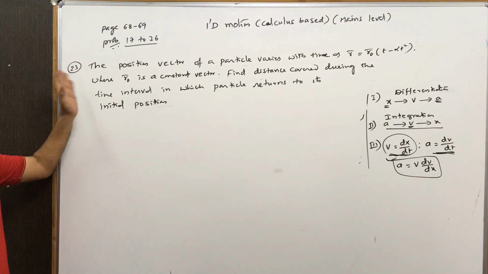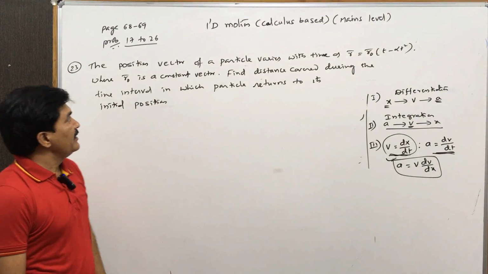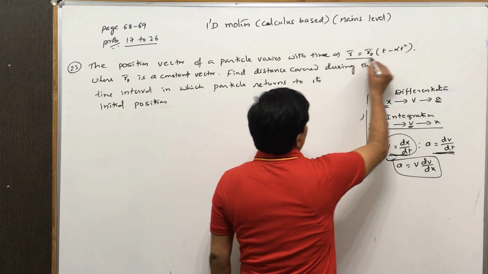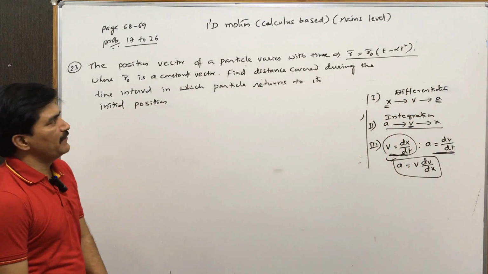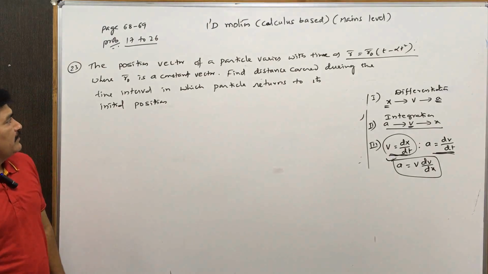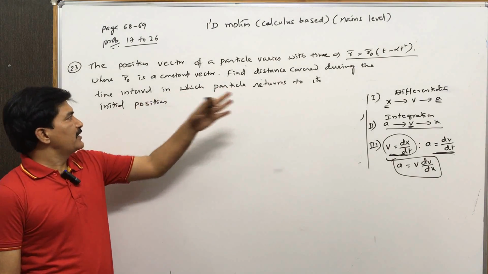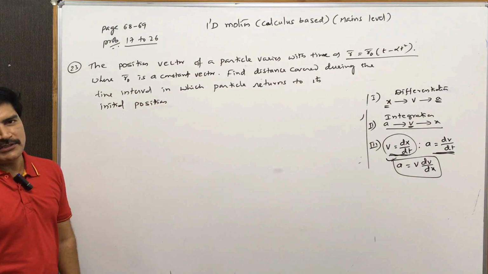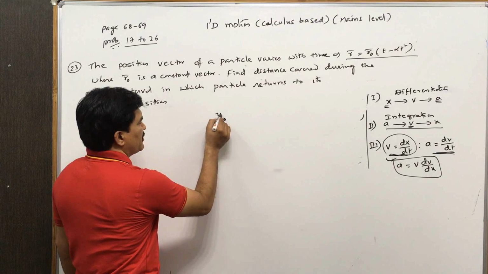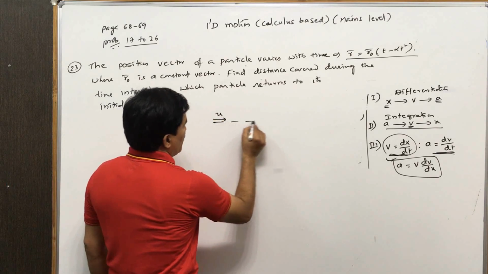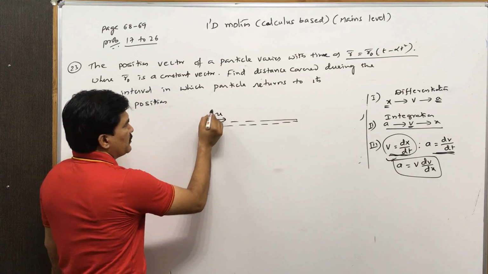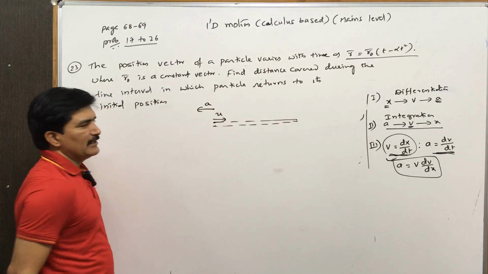So, if you come to the next problem, here he is mentioning the position vector of a particle varies with time t as r bar is equal to r naught times t minus alpha t square, where r naught is a constant vector. Find the distance covered during the time interval in which the particle returns to its initial position. Means what? If the particle starts from here in this direction with some velocity, it has to travel like this and then come back to its original position in this manner. This is possible if and only if it has acceleration in this direction.